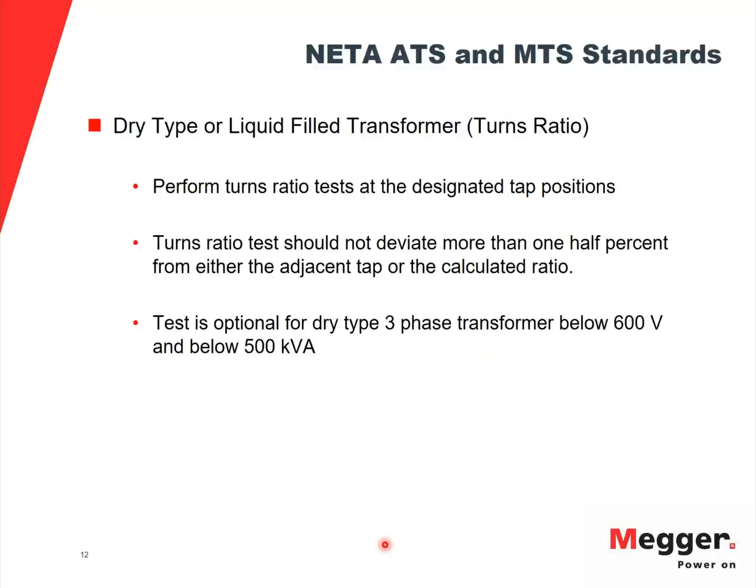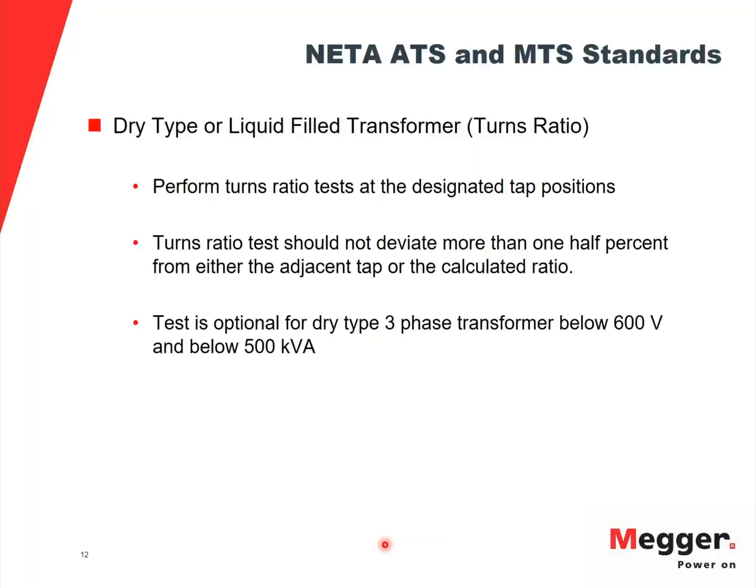If we go outside the IEEE world, there are some other standards. NETA has ATS and MTS standards, acceptance testing standard and maintenance testing standard. In both of those standards, for dry type as well as liquid filled transformer, it is recommended to perform the turns ratio test at the designated tap positions. And the acceptance criteria is that it should not deviate more than 0.5% from either the adjacent tap position or the calculated ratio from the nameplate.